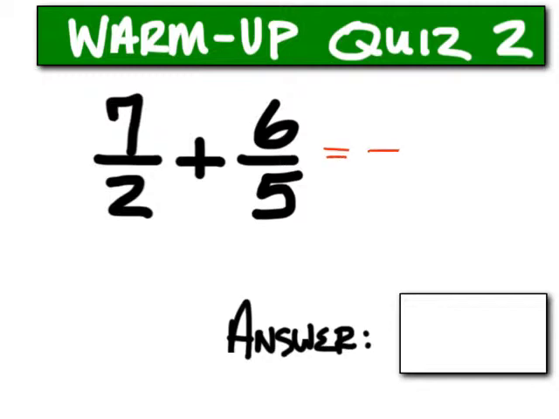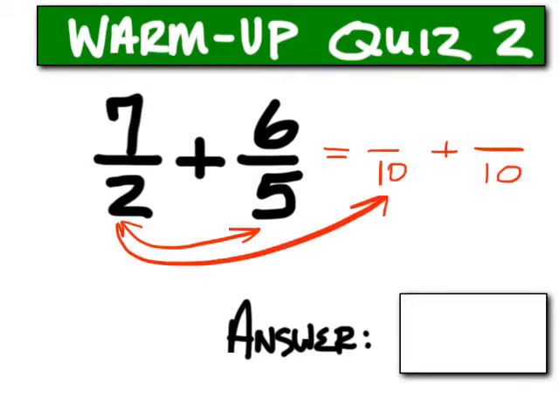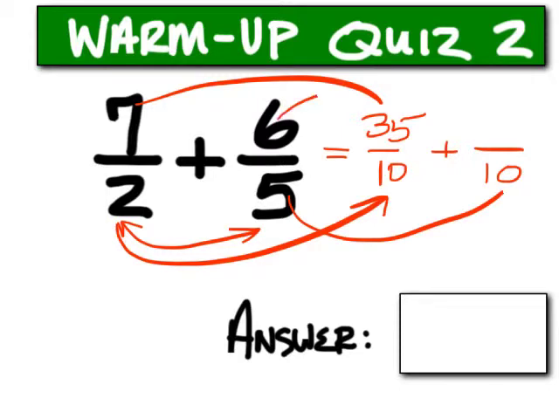The common denominator between 2 and 5 will be 10. 2 times 5 is 10, so 7 times 5 is 35. 5 times 2 is 10. 6 times 2 is 12.